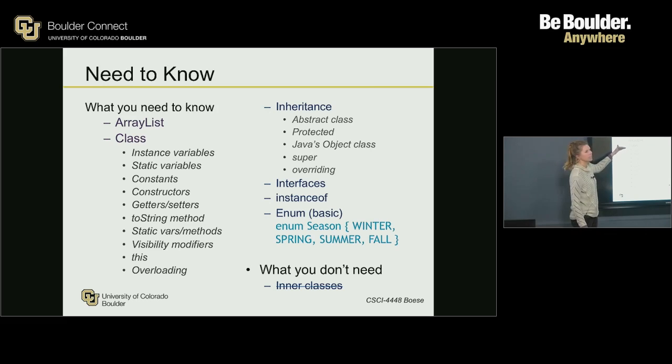Classes, understanding what an instance variable is versus a class variable, or static variable. Static is the Java keyword, but it's really called the class variable. It's shared with all instances. What's the keyword for constant in Java? Final. Final makes it a constant. Now, you do need to know about a constant, just final for a variable.